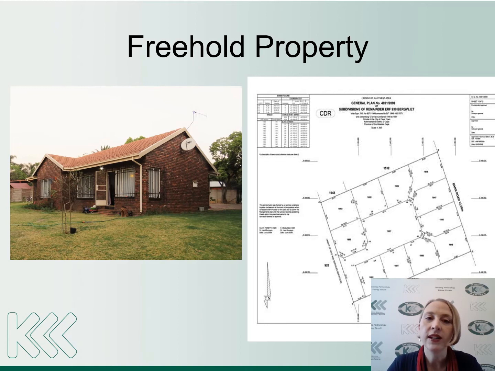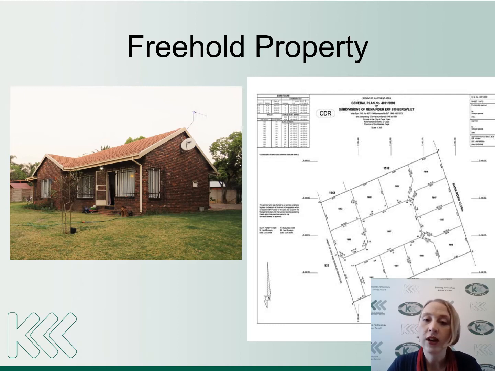A freehold property is usually a loose standing house, as is depicted on the picture here. It can be, as we just said, derived from a general plan when the township was established. It can also derive from a subdivision. If there was a bigger portion of land that was subdivided into smaller portions, then that will also still be a stand and that will still be freehold property.